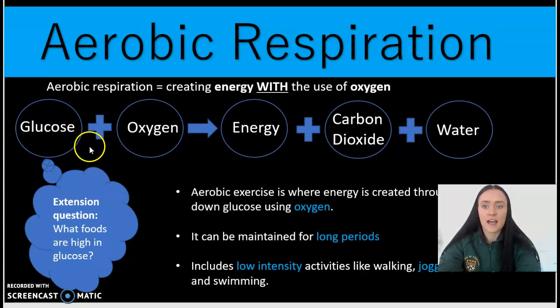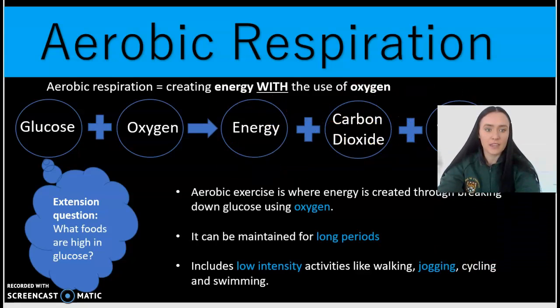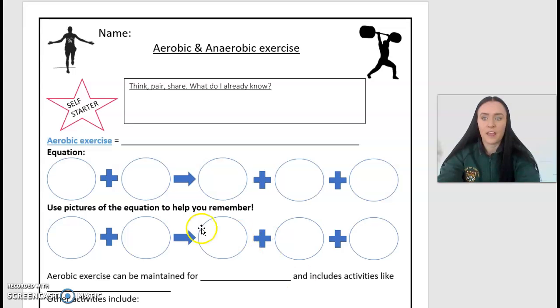So I've popped the equation for aerobic respiration here. We've got glucose plus oxygen creates energy. So the oxygen helps break down the glucose to create energy, and carbon dioxide and water. On their worksheet, they can fill in the equation here. They can also use pictures, so they could draw for water, maybe a wave or just a droplet of water, because it's quite a long equation. So maybe having some pictures there as well will help them remember that.